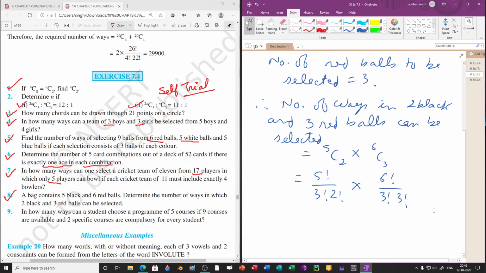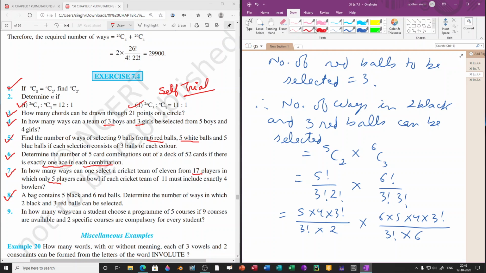So now simplifying this further, 5 factorial is bigger than 3 factorial. So we'll split the 5 factorial, that can be written as 5 into 4 into 3 factorial over 3 factorial, and 2 factorial is 2 only, because 2 factorial stands for 2 into 1, that is 2, into 6 factorial can be written as 6 into 5 into 4 into 3 factorial over 3 factorial, and this 3 factorial can be written as 3 into 2 into 1, that is 6 into 6.